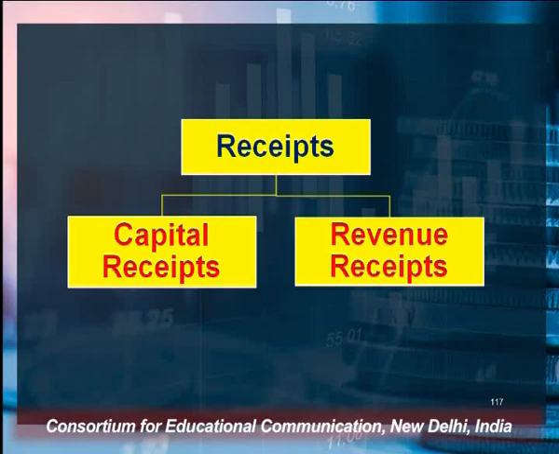The next thing in accountancy is receipts. We classify receipts into two categories: one is capital receipts and the other is revenue receipts. Capital receipts, again, are non-recurring in nature. Those receipts which are not on a regular basis are known as capital receipts.